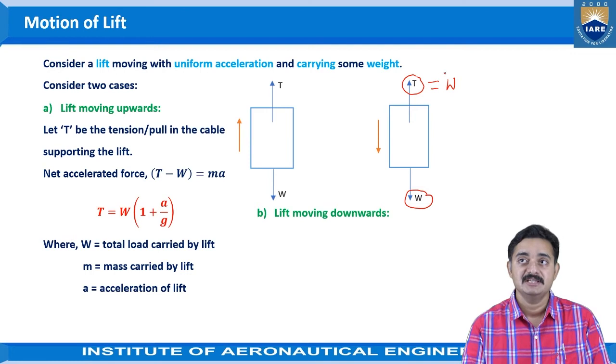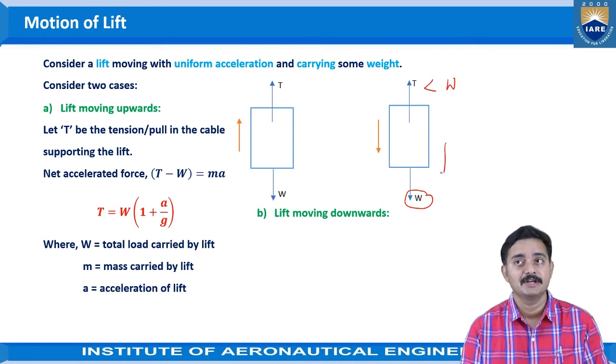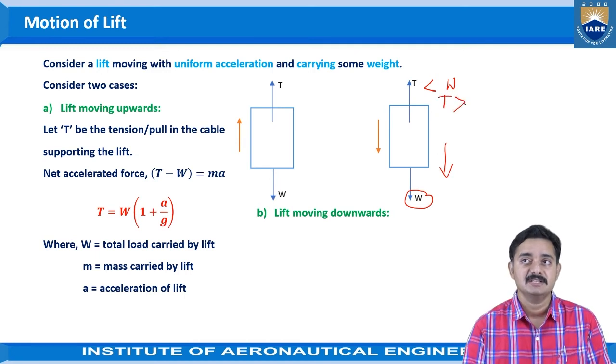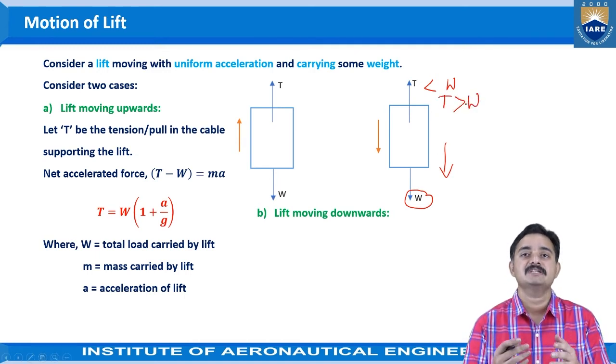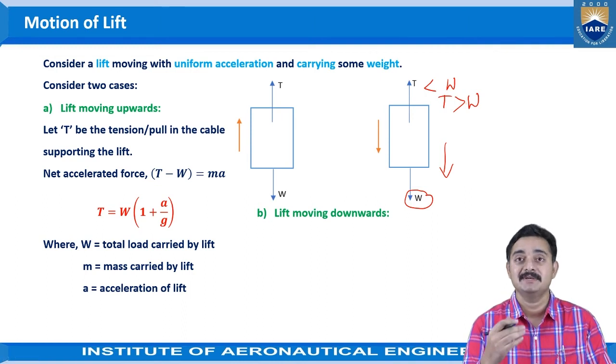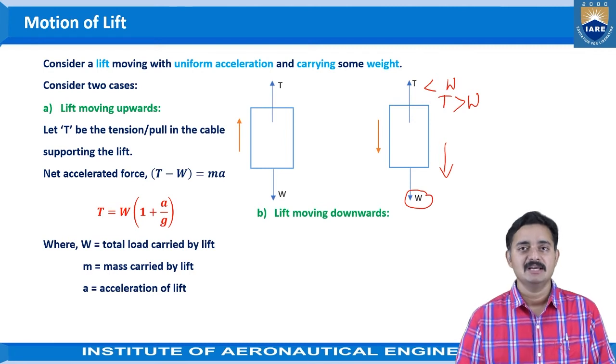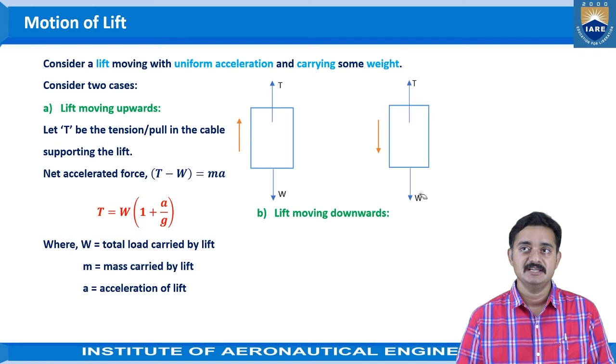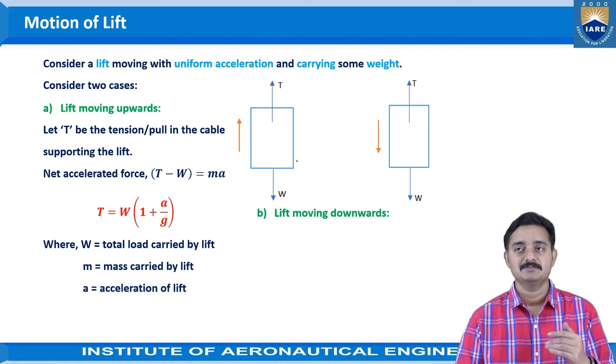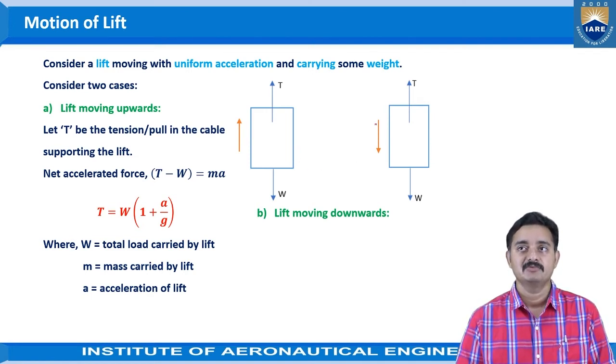If this tension is less than W, then this object will move downwards. If this tension is greater than W, then the object will move upwards, as the force applied in the upward direction is more. And here, as the tension is less than the weight W, the lift will be moving in the downward direction.